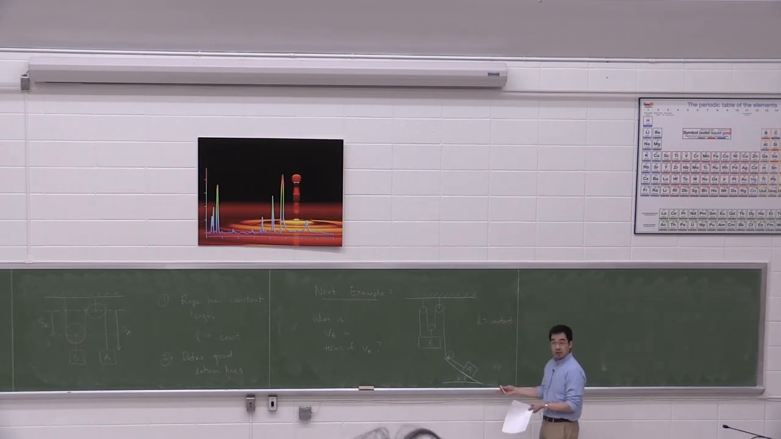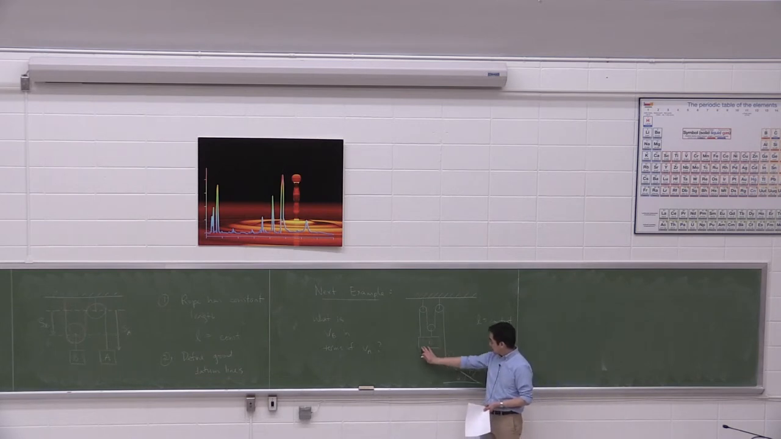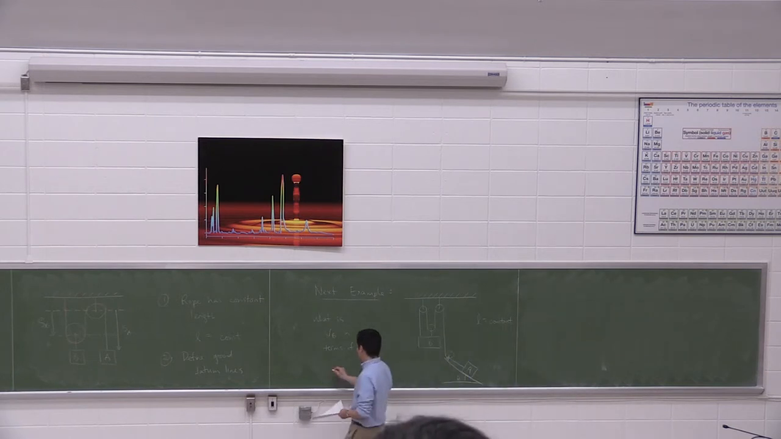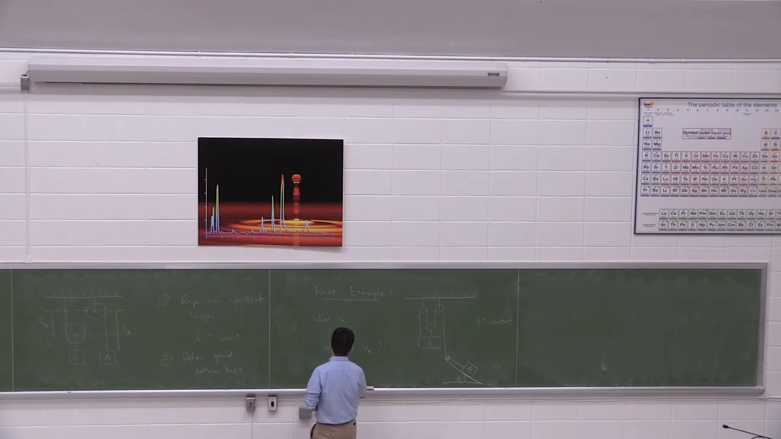I'll give you one more really important assumption. We always assume that in these cases where a block is attached to two pieces of rope, it doesn't rotate. In all our problems, particles like that don't rotate. So I'm going to make an important note here. Note, B does not rotate.